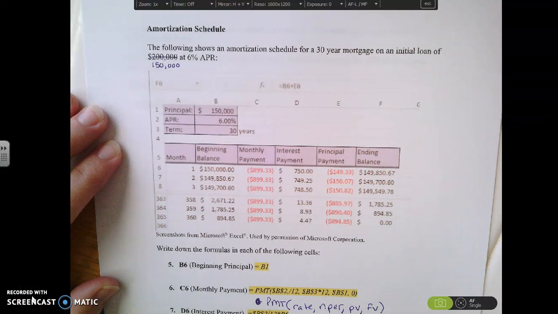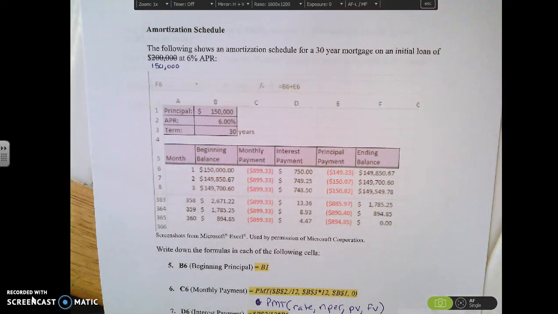All right, so we're looking at page 95 and 96 in your guided workbook. Again, I'm going to show you the information on the paper first, and then we're going to look at an Excel spreadsheet that's actually doing this information. So this is talking about an amortization chart for a 30-year mortgage.